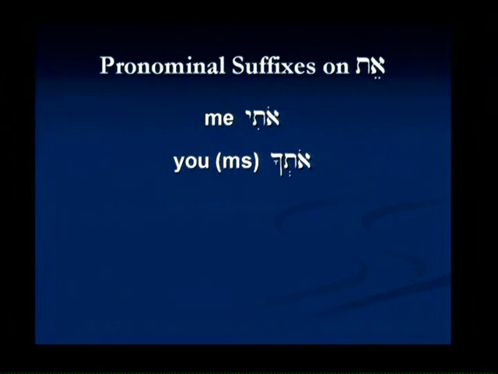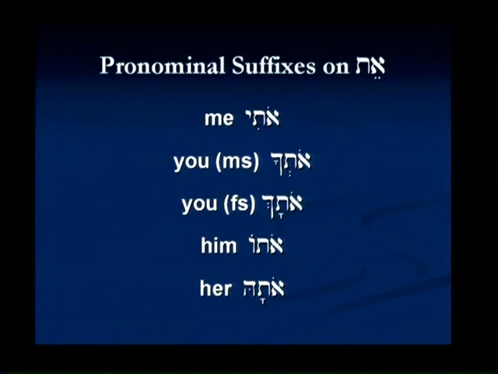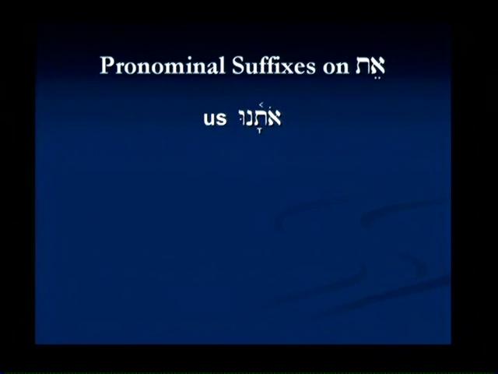Othaka. Right, because you have an open syllable, the holam, and then you have the tav, the begad kefat letter, without a dagesh. You have othaka, just like we had aka in all of the other forms. This is also a vocal schwa. Othaka is you masculine singular. Otha is you feminine singular. Otho is him. Othah is her. Othanu, us.